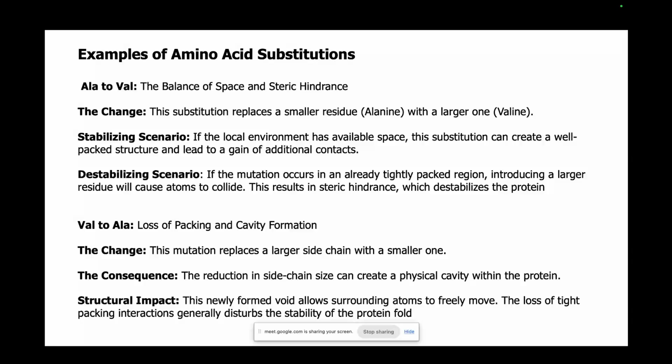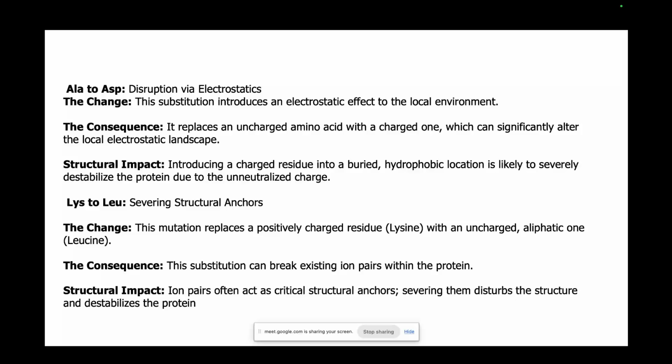So this slide is there to tell you what kind of physical and chemical changes a particular mutation can bring, right? We look into other types of mutations, for example, alanine to aspartic acid. So this is basically a change in the electrostatic charges present in this amino acid residue versus the one that you are going to bring in. It replaces an uncharged amino acid with a charged one, which can significantly alter the local electrostatic landscape. And introducing a large charged residue into a buried hydrophobic location is likely to severely destabilize the protein due to unneutralized charge.